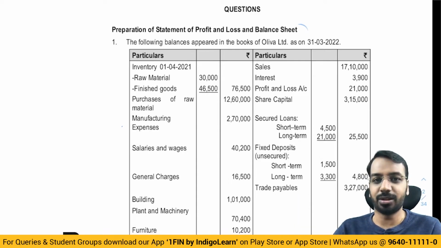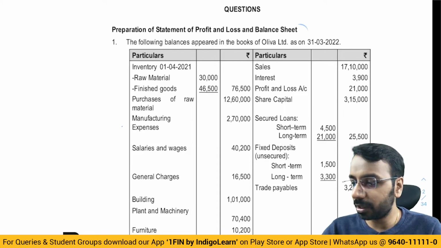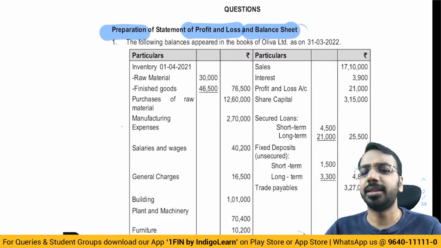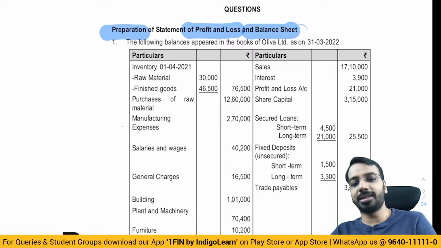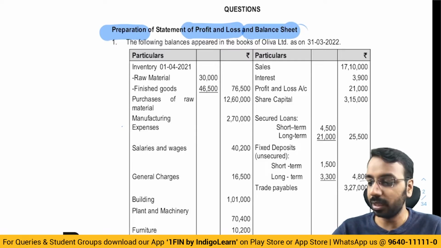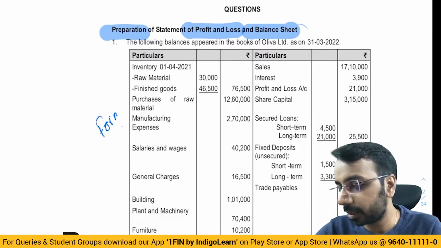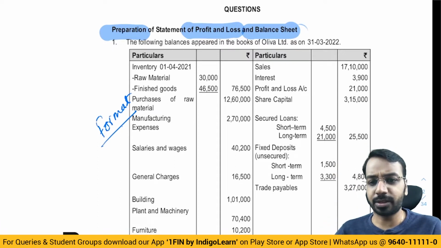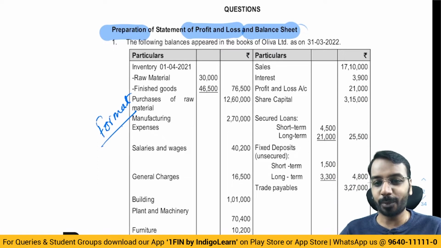So to start with, without wasting much of our time, the first question is from preparation of P&L and balance sheet, and this is one question. If it comes in the examination for 10 marks, sometimes maybe for 15-16 marks also it's possible. This is a format based question, right? Now when I say it's a format based question, what do I mean by that? If you know the format, you will be able to handle this question in the examination.